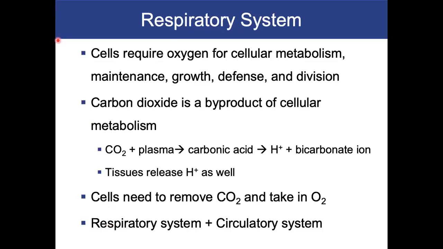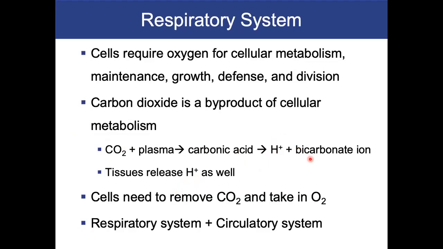Cells require oxygen for cellular metabolism, maintenance, growth, defense, and division, right? Carbon dioxide is a byproduct of cellular metabolism, and so your cells need to remove that CO2 and take in oxygen. Remember that we talked about this when we covered blood. Anytime you have CO2 in plasma, you're going to make carbonic acid. And so when those tissues produce CO2, they make carbonic acid, and that carbonic acid is going to dissociate into protons and bicarbonate ion. Protons are going to acidify that area. Your tissues also produce protons because of metabolism.